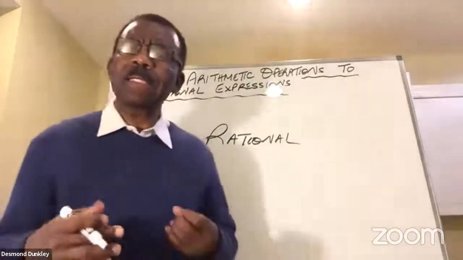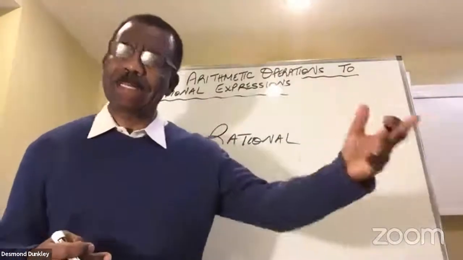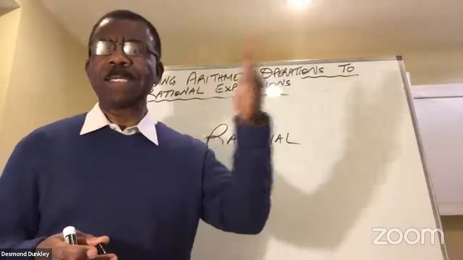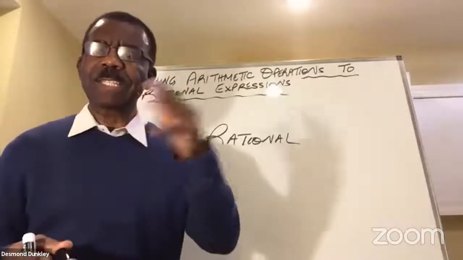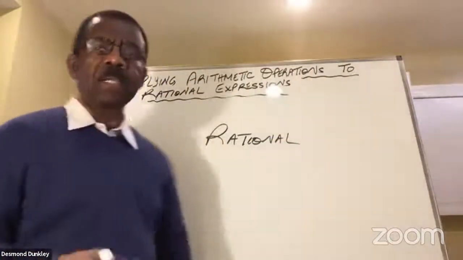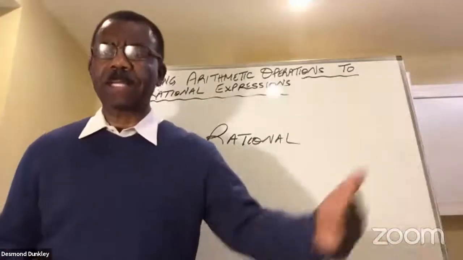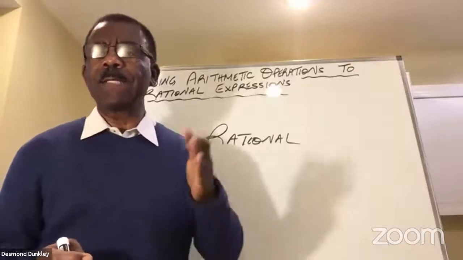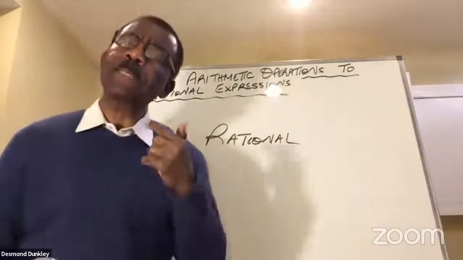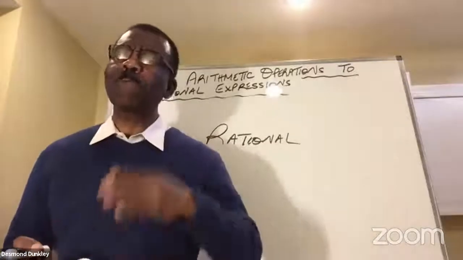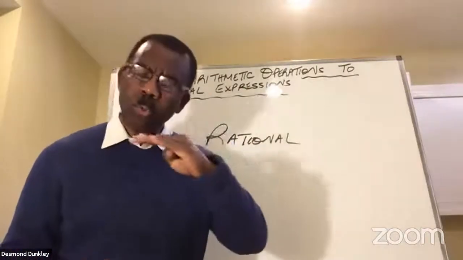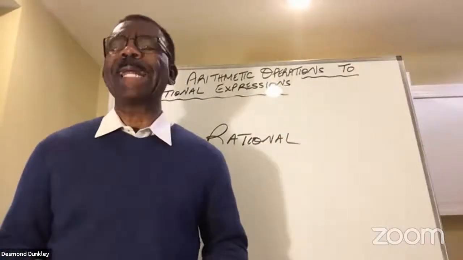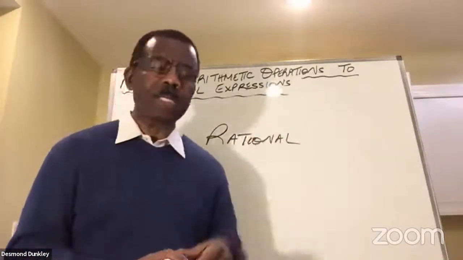So in the English world, whenever you hear the word rational, you tend to think that it's reasonable, it makes sense, as compared to irrational, which is totally nonsensical. This has nothing to do in math with sense and nonsense. There is no relationship between the English interpretation of rational and the mathematical application of the word rational.